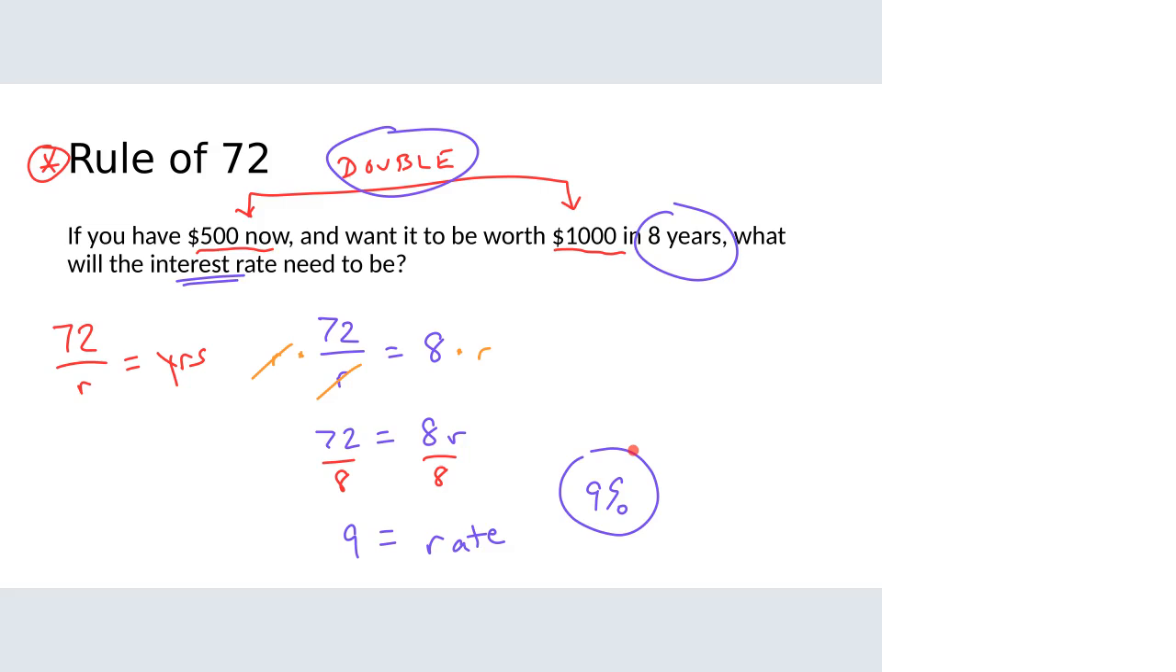The key to this one is recognizing out of the gate that it's a rule of 72 question because we're starting with 500 and we're ending with 1,000. So hey, that money's doubling. That makes this a rule of 72 question. So I'm going to use this formula right here. They gave me the number of years. I'll calculate to find the rate.